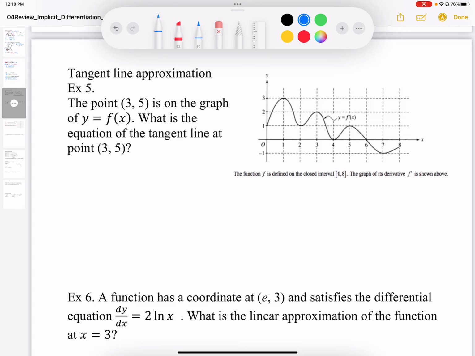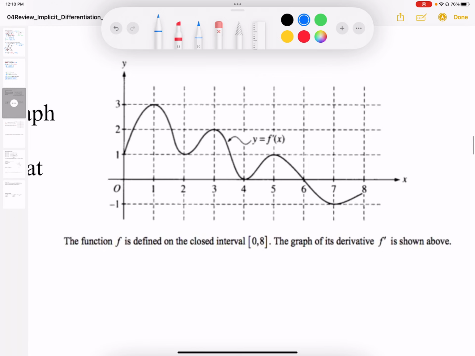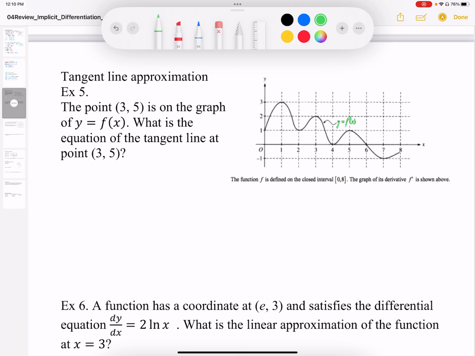Example 5, we've been given a point (3, 5) on the graph of y equals f of x. Now, this graph given here, it's important to recognize that this is not f of x. This graph is f prime of x. So this is y equals f prime of x, a derivative function. And it says, what is the equation of the tangent line at point (3, 5)?